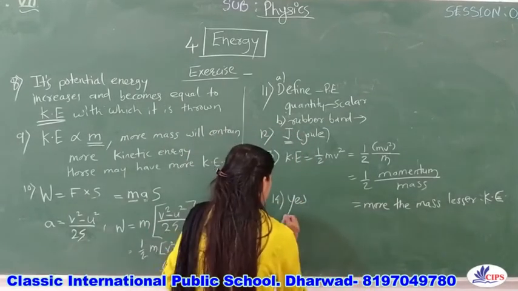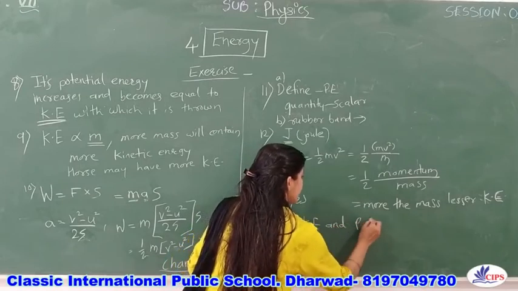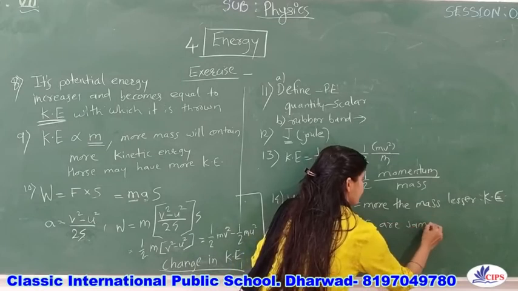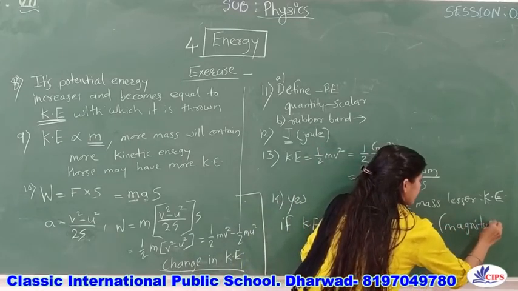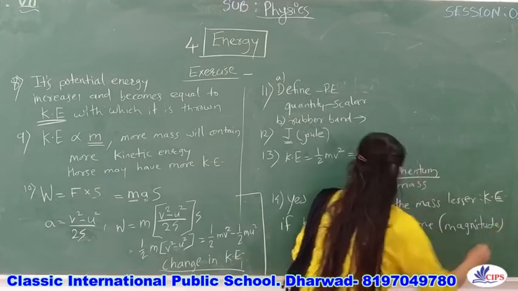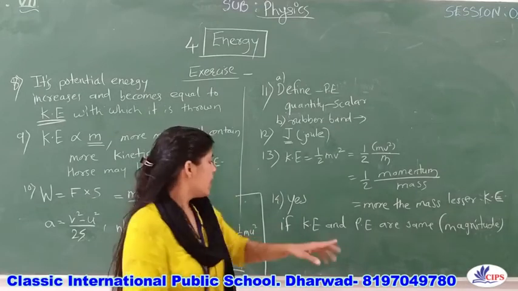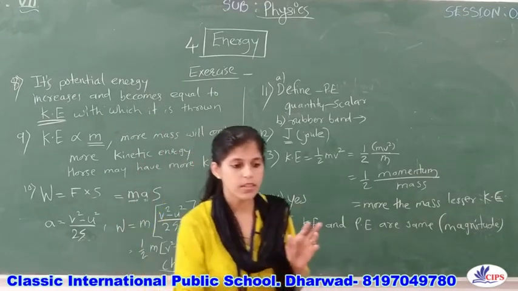If KE and PE are the same in magnitude. Okay, this is the answer for the 14th one. If you don't understand, read out the question once more, and you will get the correct answer again. Okay, this is the 14th one.